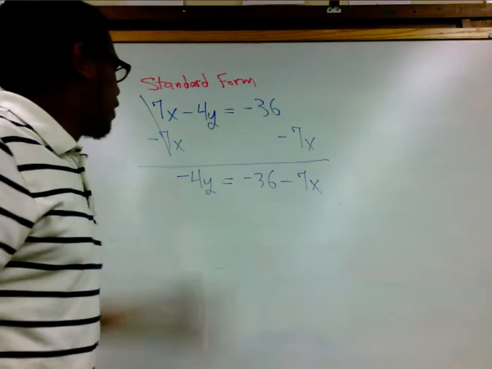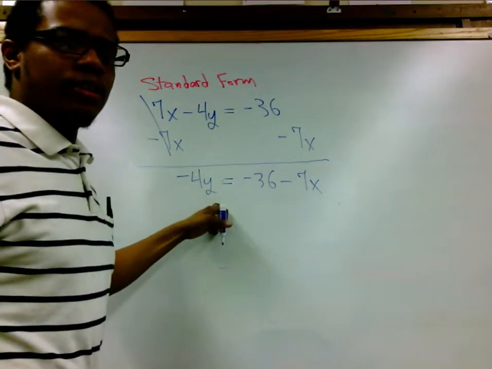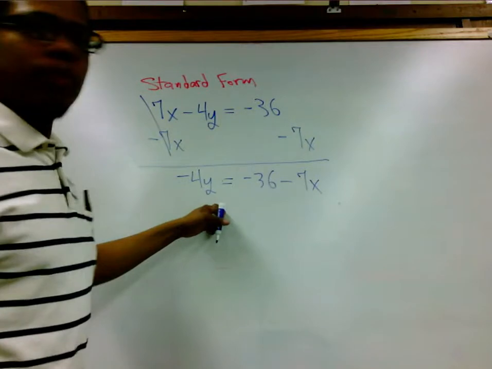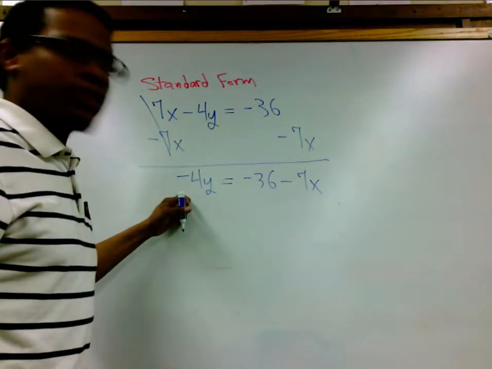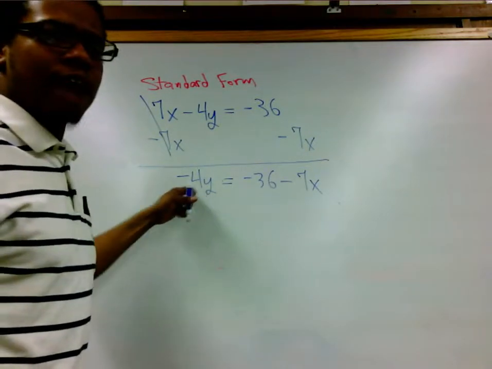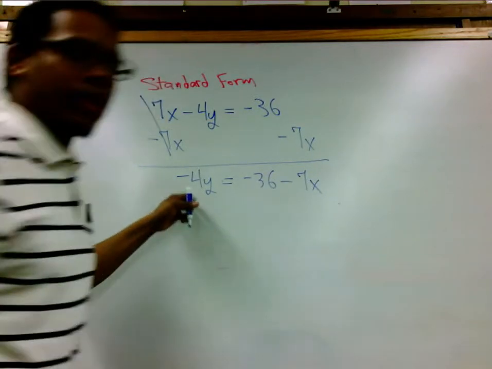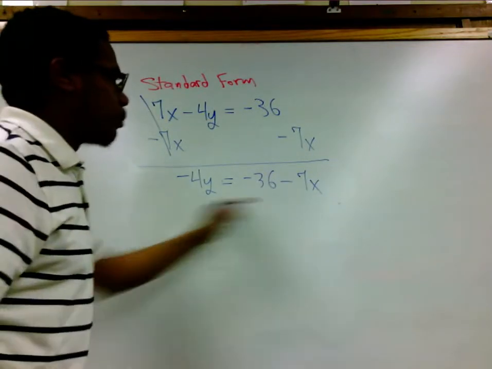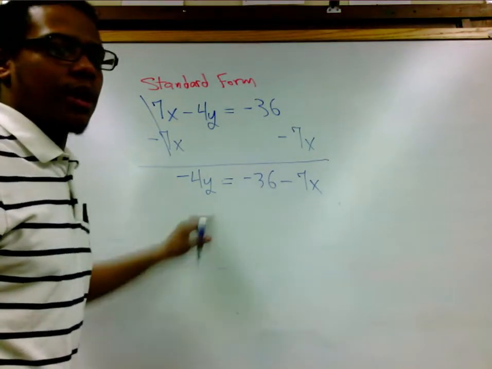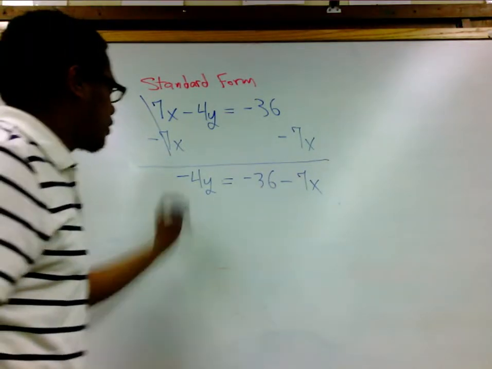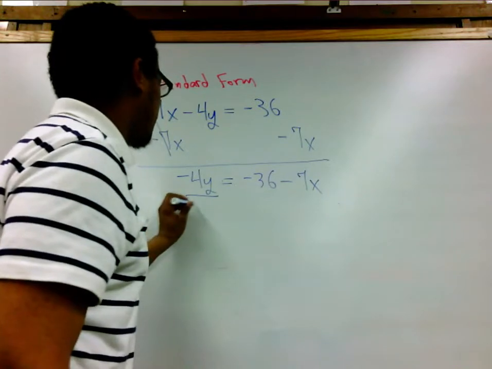Now, I need to get this y by itself. It's being multiplied by a negative 4. So in order to get it by itself, I have to get rid of that negative 4 by dividing by negative 4. But when I do that, I have to divide both sides of the equation by negative 4. So I take this side of the equation, divide by negative 4.